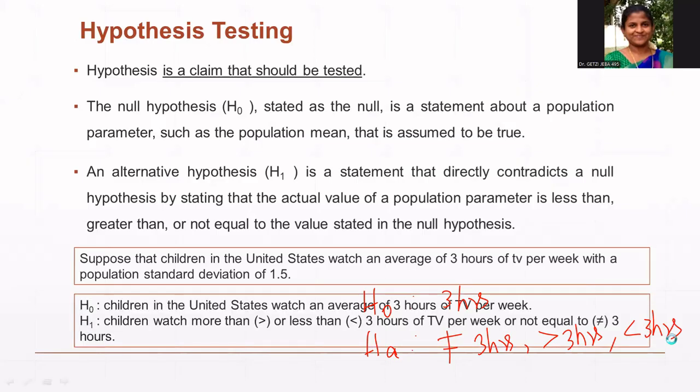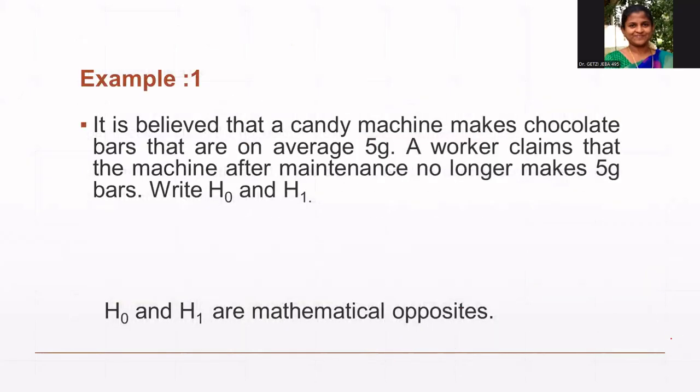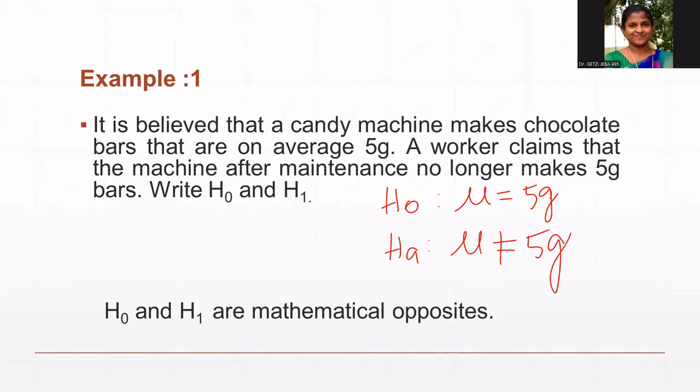We'll see one more example. It is believed that a candy machine makes chocolate bars with an average of 5 grams. So obviously my null hypothesis is that the mean average is 5 grams. And a worker says that after maintenance, it no longer makes 5 gram bars. So the alternate hypothesis is that the average is not equal to 5 grams. The very important part of hypothesis testing is framing the null hypothesis and then the alternate hypothesis.